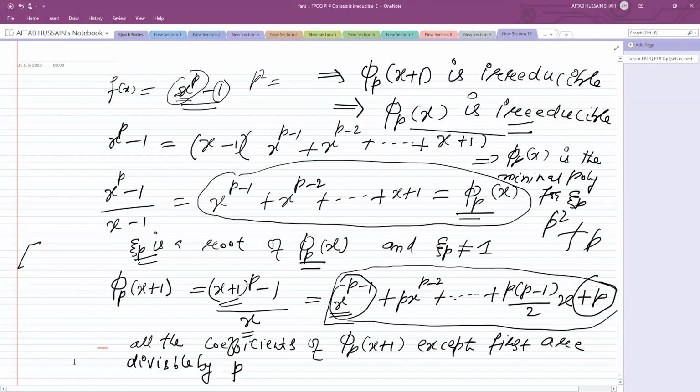Minimal polynomial: the smallest degree monic irreducible polynomial satisfied by this zeta p is the minimal polynomial. But you have a criterion that a monic polynomial is the minimal polynomial if and only if it is irreducible. We have seen this. A monic polynomial is the minimal polynomial if and only if it is irreducible.